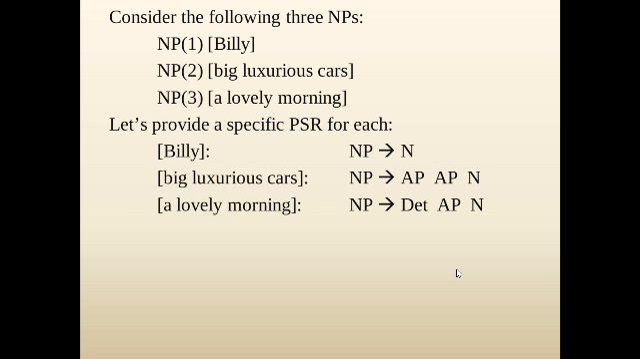In the third noun phrase, a lovely morning, in addition to the head of the phrase, morning, we also have a determiner, which is the article a, and we have an adjective phrase, which is lovely. These three elements are reflected in the composition of the specific phrase structure rule for this noun phrase, which is NP consists of a determiner, an adjective phrase, and a noun.